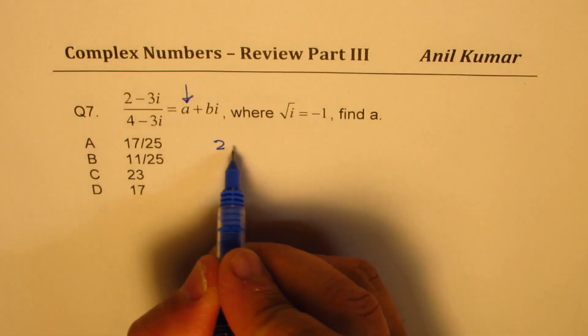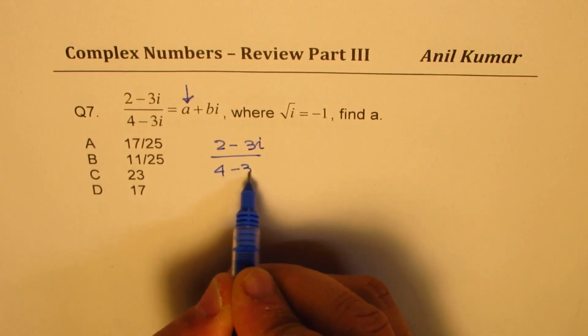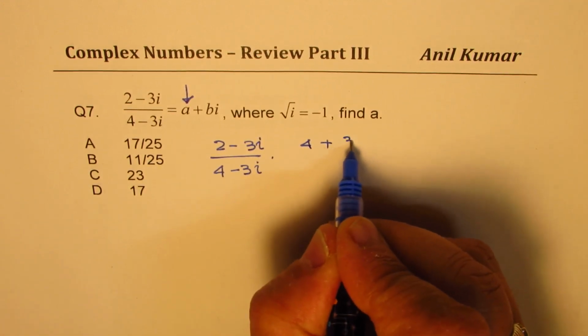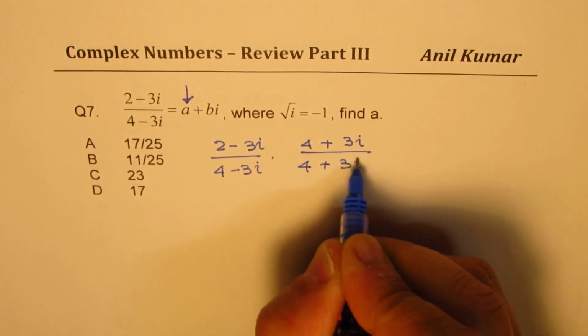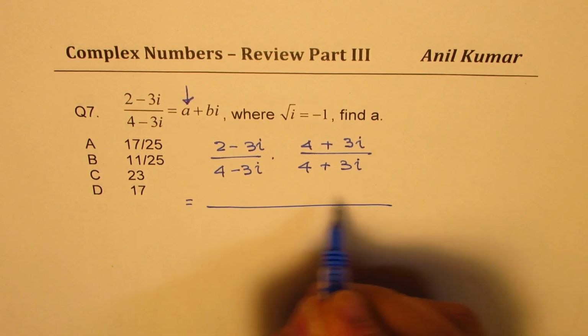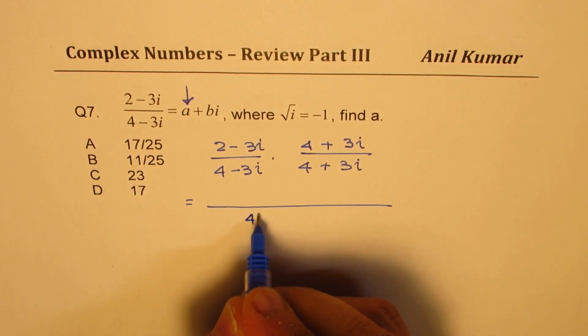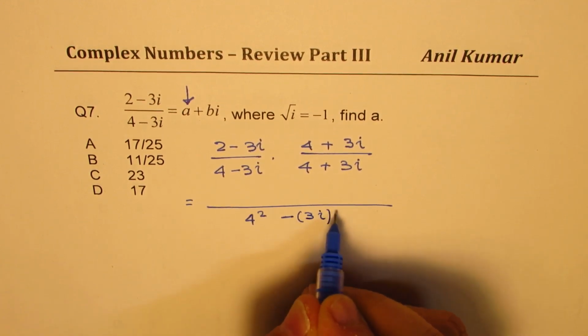We are given (2 minus 3i) over (4 minus 3i). So we need to rationalize this. We'll just multiply by (4 plus 3i) over (4 plus 3i). So that gives you, in the denominator, 4 squared, which is 16, minus (3i) squared, right?